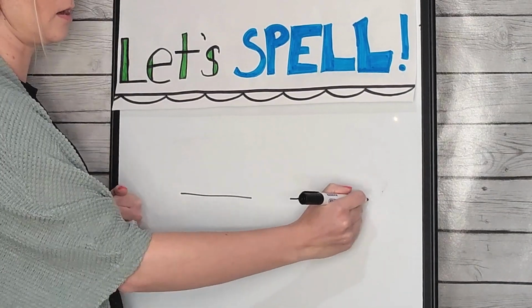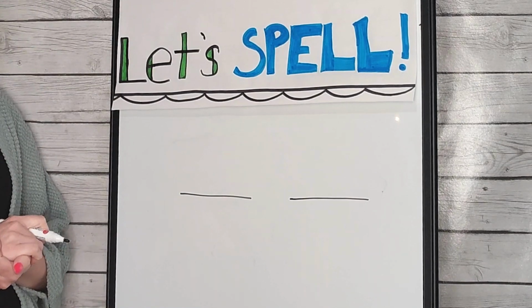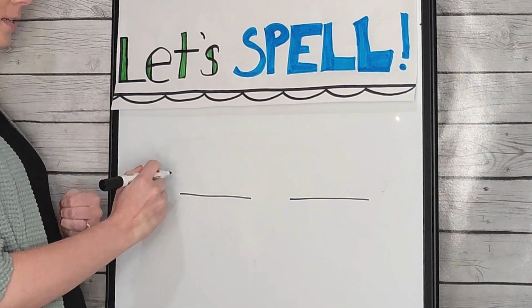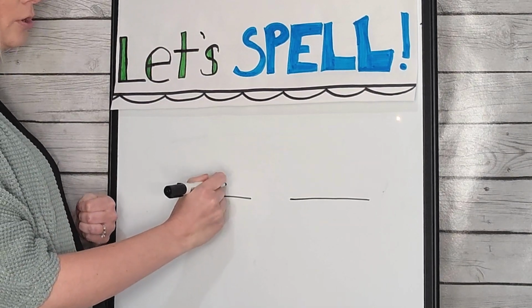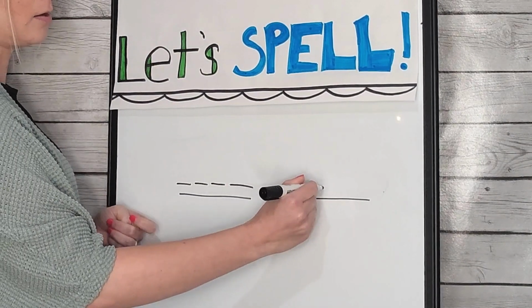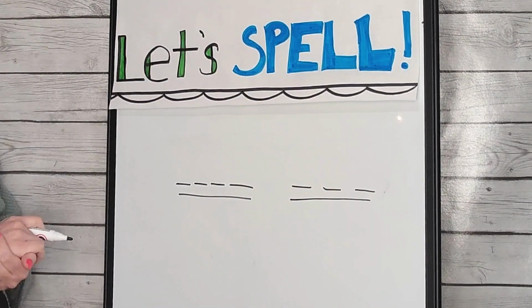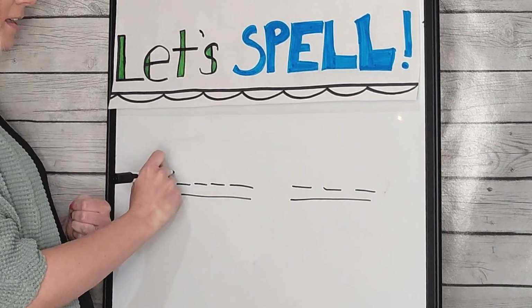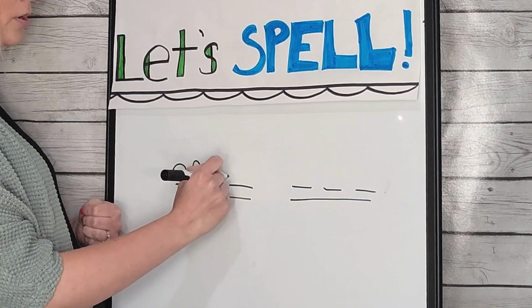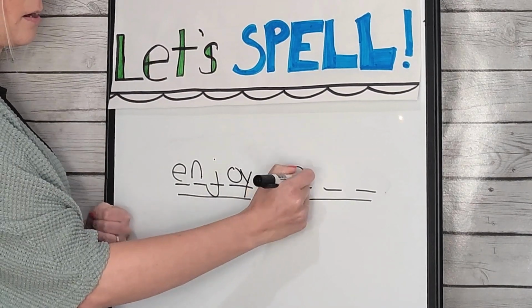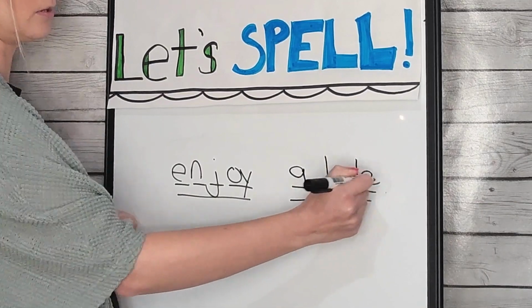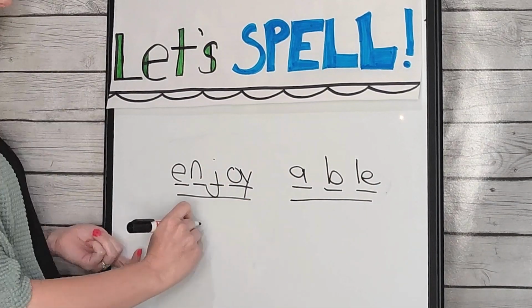Can you say that word with me? Enjoyable. When I say the word enjoyable, I hear 2 word parts. Enjoy-able. Now let's think about the sounds we hear in each of those word parts. E, n, j, oy. A, b, o. Enjoyable. Let's think about the letters that represent each of those sounds. E, n, j, oy, a, b, o. Enjoyable. Let's put both of our word parts together.